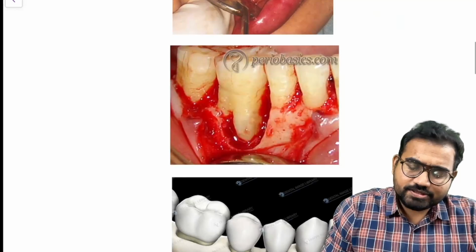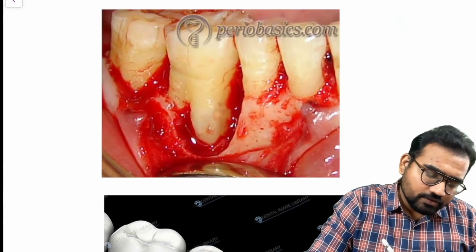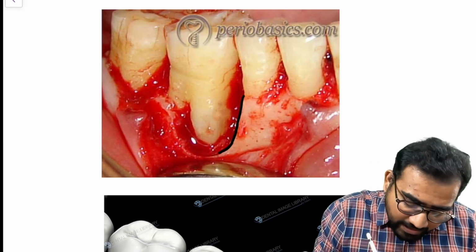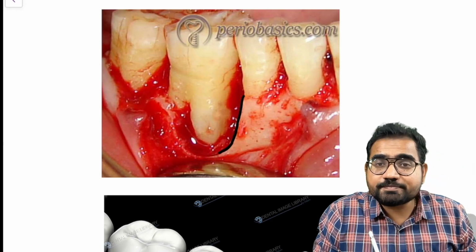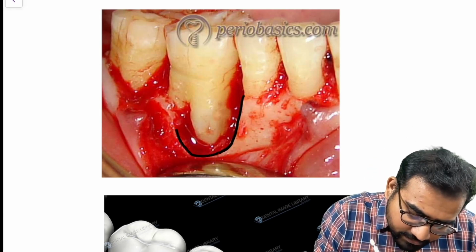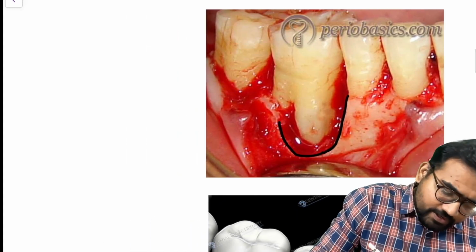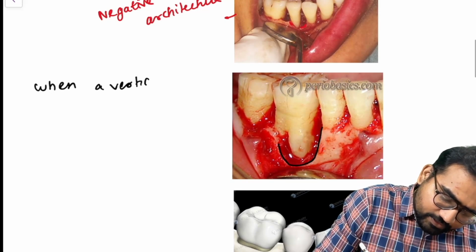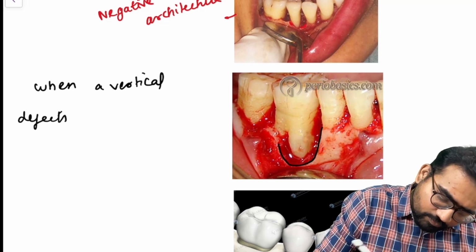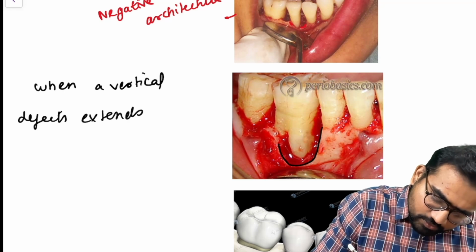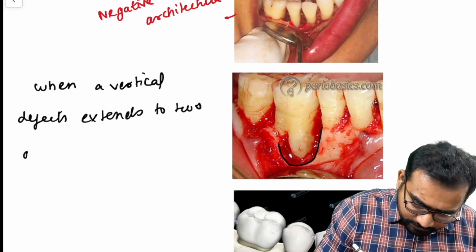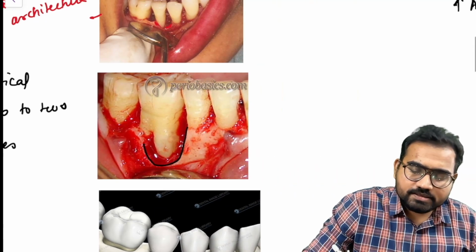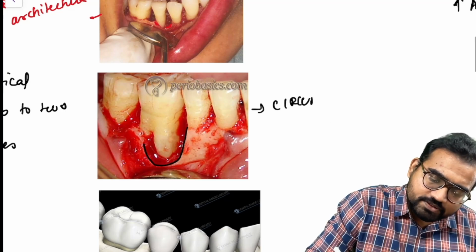Now, what is this defect? I can see a vertical defect here. It not only involves the mesial aspect of the tooth, it also involves the buccal aspect. So when a vertical defect extends to two or more surfaces, it is called a circumferential defect.